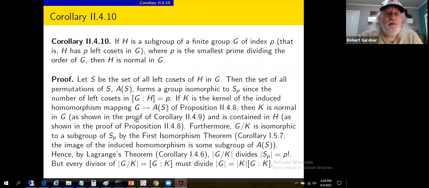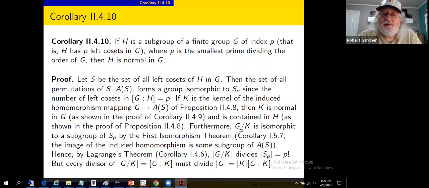If K is the kernel of the induced homomorphism mapping G into A of S, again, not giving that a name, but knowing it exists ultimately by Proposition 5, I think it is, then the kernel of that homomorphism is normal in G. As we've seen, kernels are always normal. It's contained in H, as was shown in the proof of Proposition 2.4.8. So we've got a normal subgroup of H.